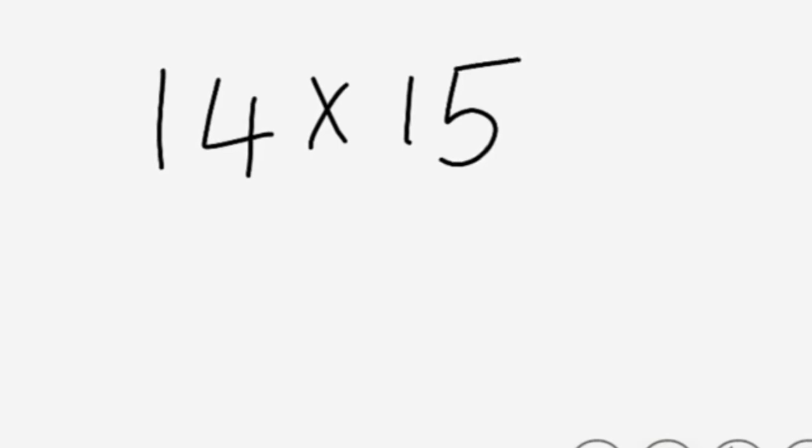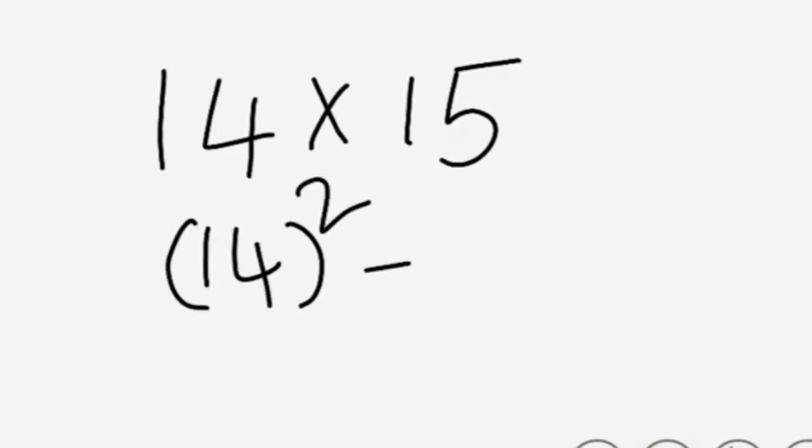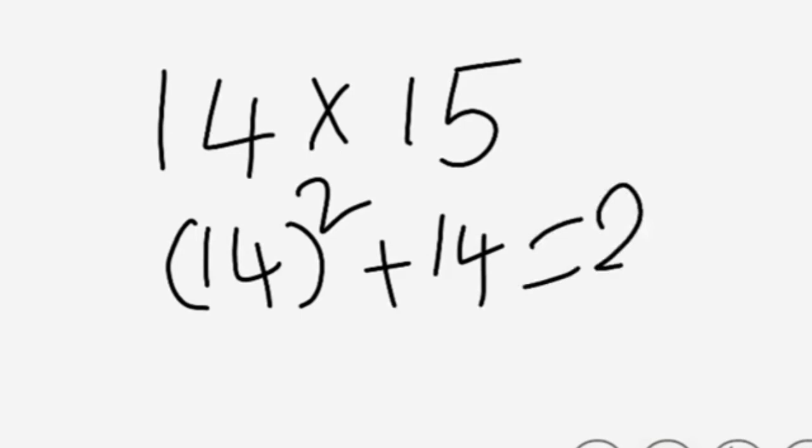These two numbers 14 and 15 are consecutive to each other. So we can do this like this. Just take the small number from this. Small number means 14, square it and add the small number. So 14 square plus 14 is equal to 210. So 210 is our answer.